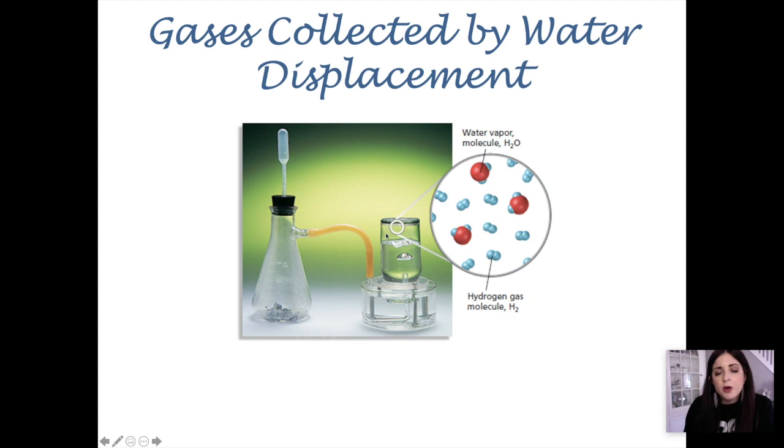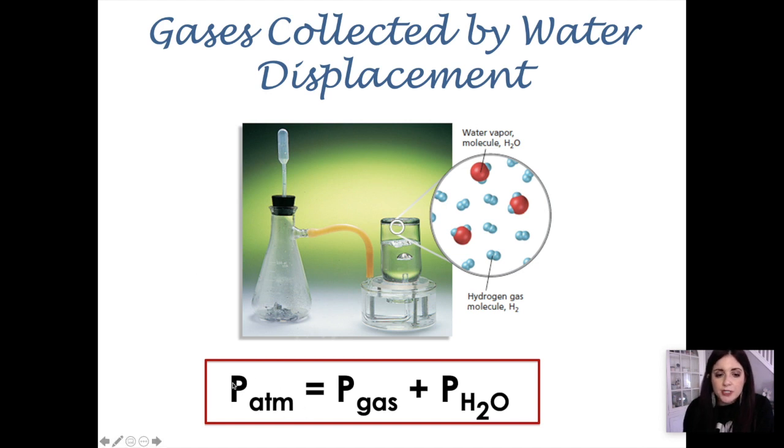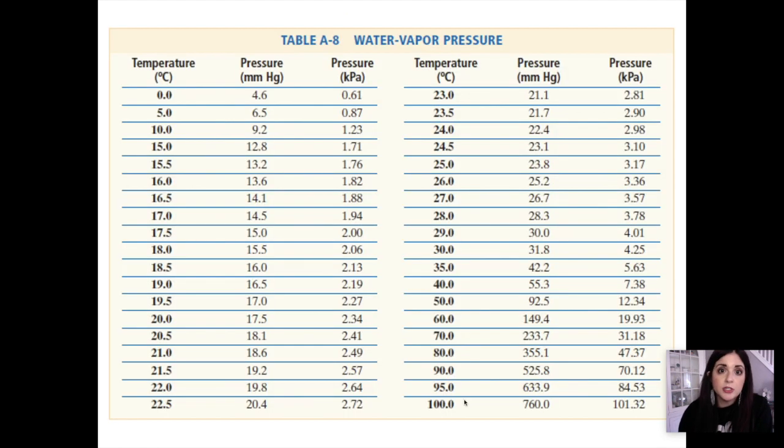So to find the partial pressure of just the hydrogen in here, because again, there's water molecules in there because I'm collecting this over water and they're evaporating, the atmospheric pressure, so that's PATM, is equal to the partial pressure of the gas, which is hydrogen, plus the partial pressure of water at that temperature, okay? Because the water is evaporating just a little bit, and we have to account for that, and we can look up what is the vapor pressure of water at different temperatures by using a chart.